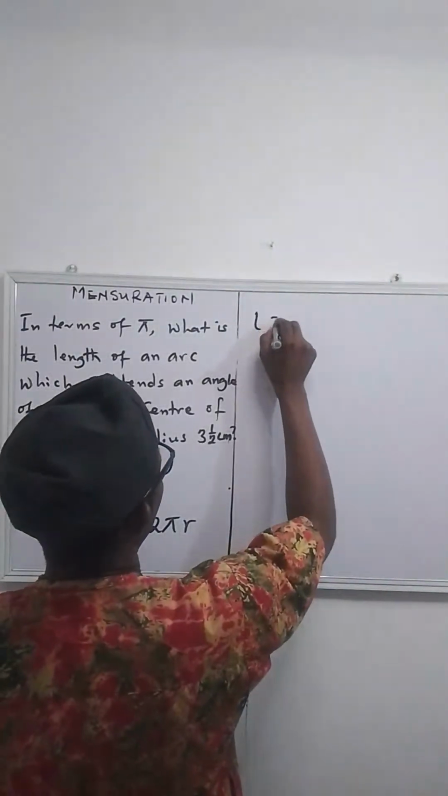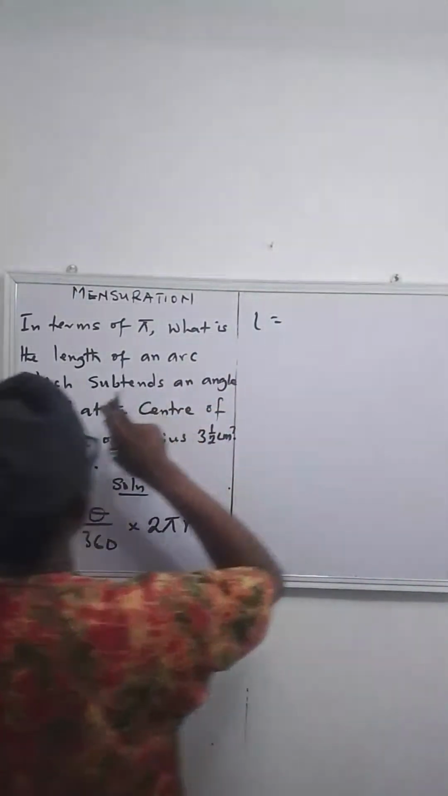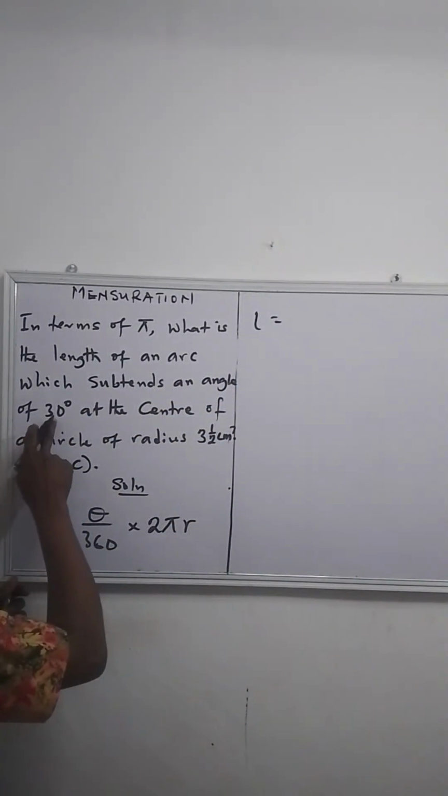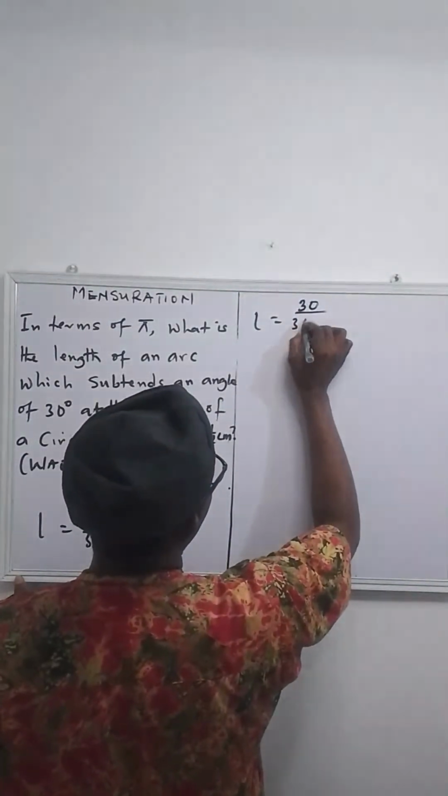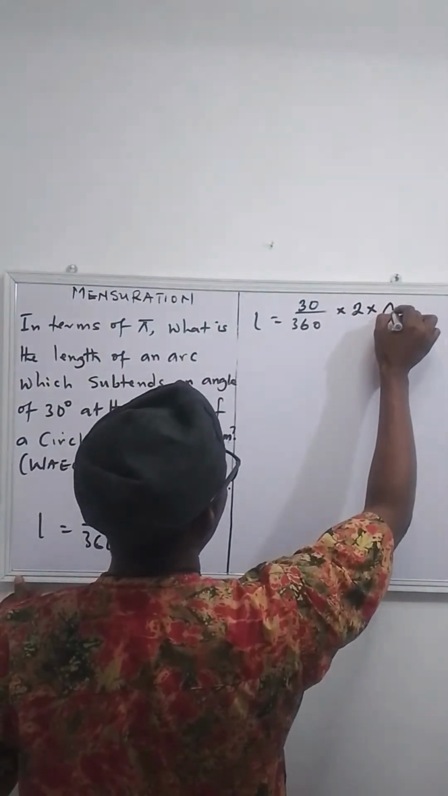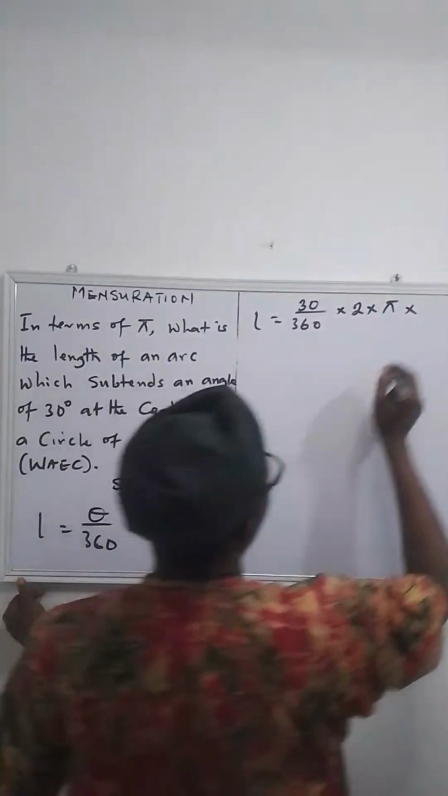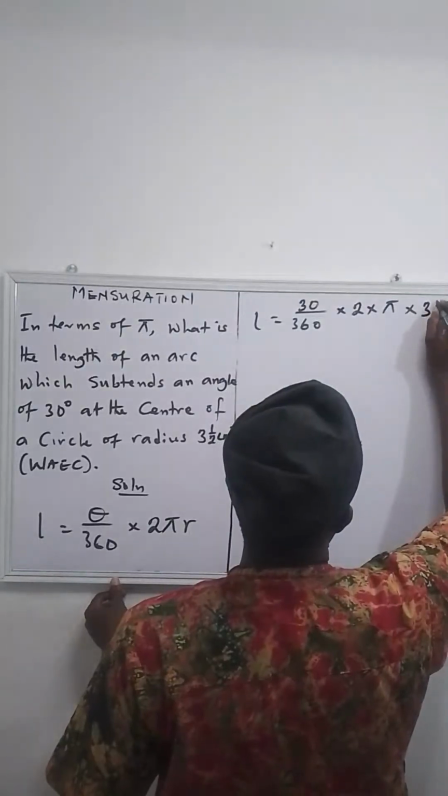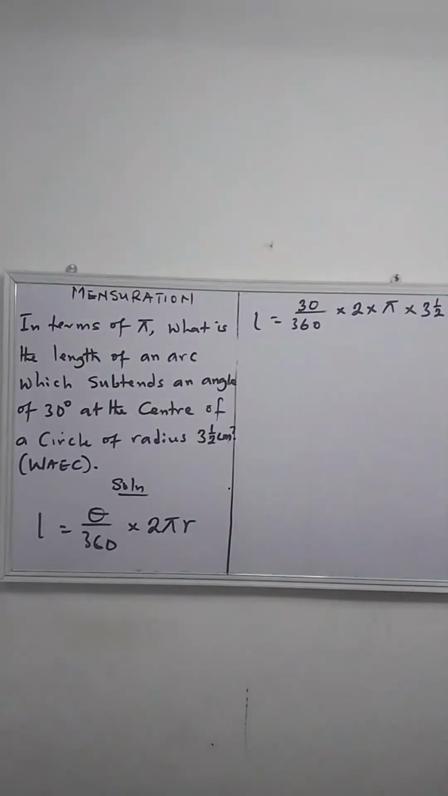So let us now see how we are to solve this. We have L equals theta over 360. Theta is the angle subtended by the arc, and that's 30. So we have 30 over 360 times 2 times pi times the radius, which is given as 3 and 1 over 2. Before we finish that, has anybody gotten the answer? I've not seen anyone.